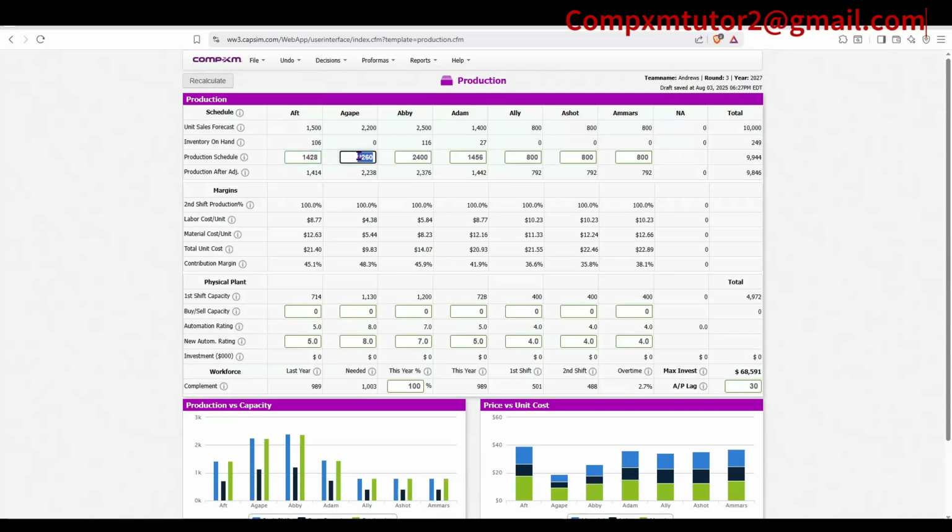For the Agep, we are going to produce only 2260, so we are maximizing on our production. That means that we are producing a first shift and second shift, so the plant utilization will be 200%. For Abi, again, we're going to produce to the maximum 2400. Adam, we're going to produce the maximum 1456, and Ali 800, Ashot 800, Amas 800.